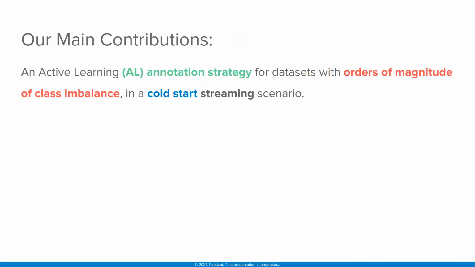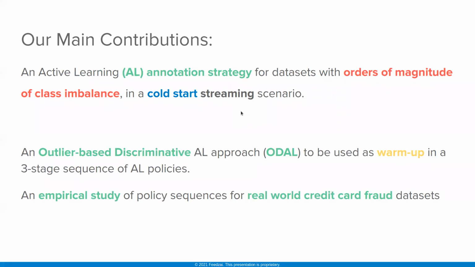Our main contribution in this paper is an active learning annotation strategy for datasets with orders of magnitude of class imbalance in a cold start streaming scenario. More specifically, we, 1, develop an outlier-based discriminative active learning approach, ODAL, to be used as warm-up in a 3-stage sequence of AL policies. And 2, we perform an empirical study of policy sequences for real-world credit card fraud datasets.